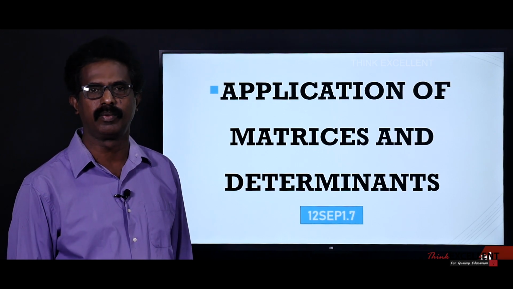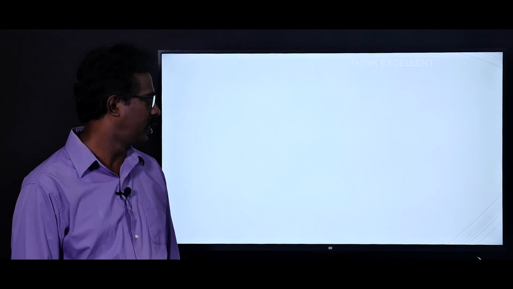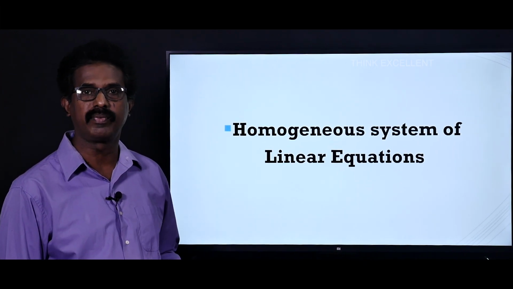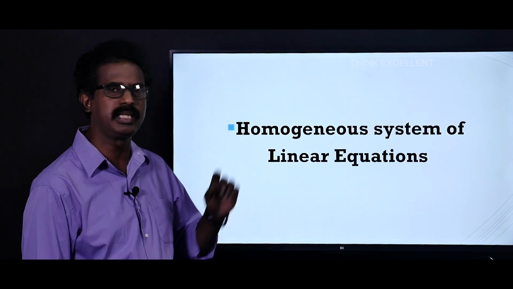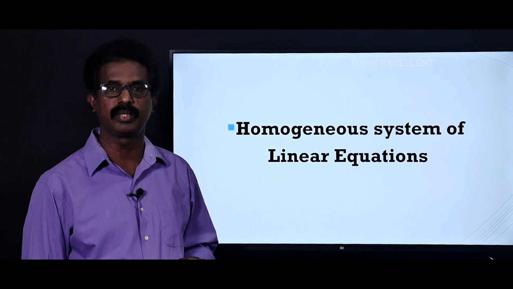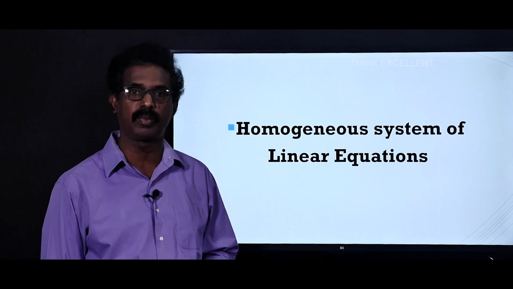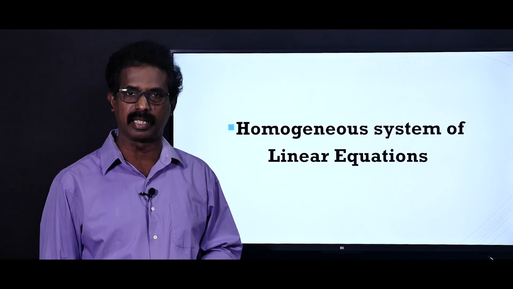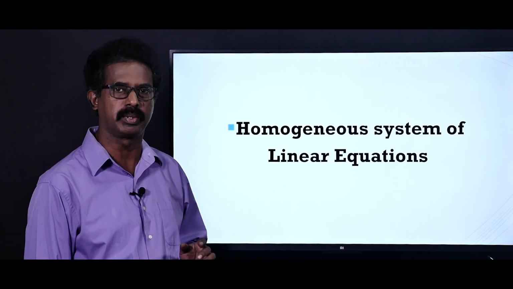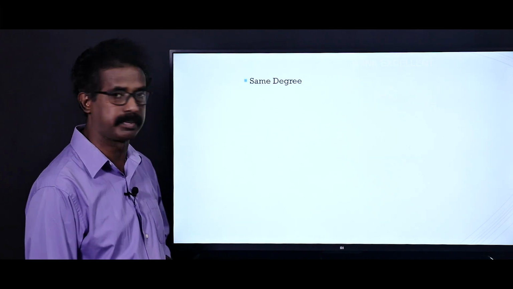In this class, we are going to study a special type of equations, that is system of homogeneous equations. You know what is a homogeneous equation? Homogeneous equation means the degree is the same. If the degree is the same, we call it homogeneous. Homogeneous system of linear equations. Only that type of equations we have to study. And this is the last topic in this chapter.